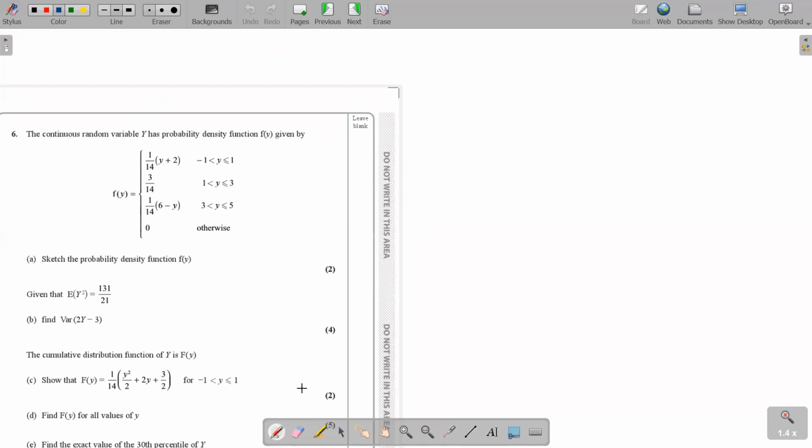The easiest thing to do here in this graph is, so we take fy equals 1 over 14 times y plus 2. Okay, so input the values. So this is for y value between -1 to +1. Again, continuous. Thereby, what should we do? Input the value -1 and +1. Get me the fy values when the y value is -1 and +1.